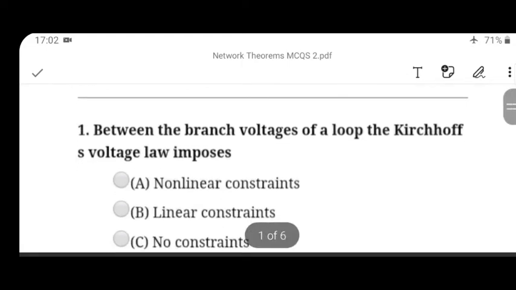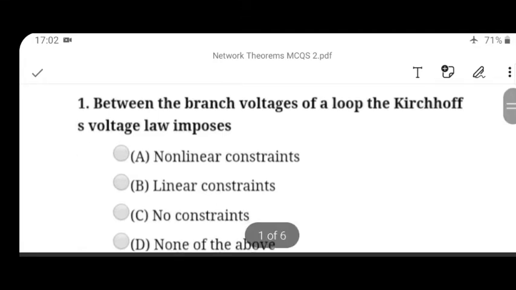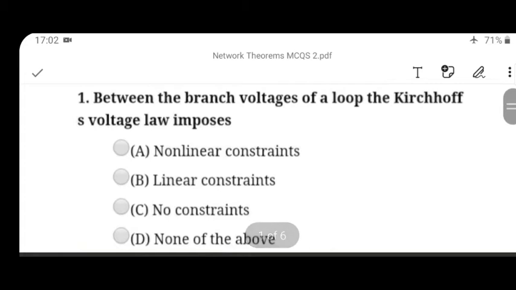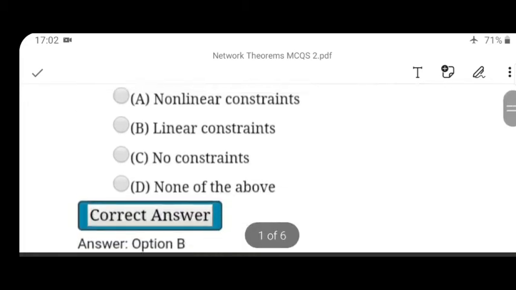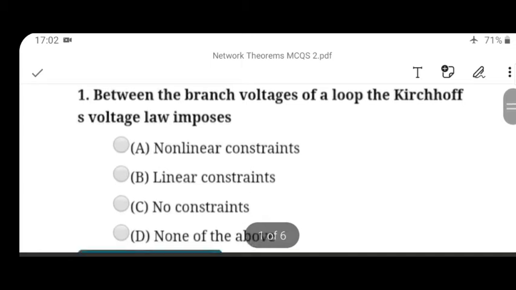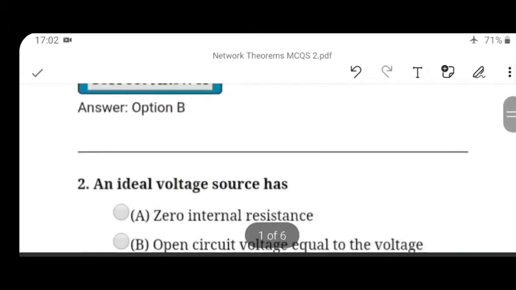Our first question is, between the branch voltages of a loop, the Kirchhoff's voltage law imposes. The options are non-linear constants, linear constants, no constants, none of the above. The question is saying branch voltages of a loop in Kirchhoff's voltage law. It imposes linear constants. So option B will be the correct answer.